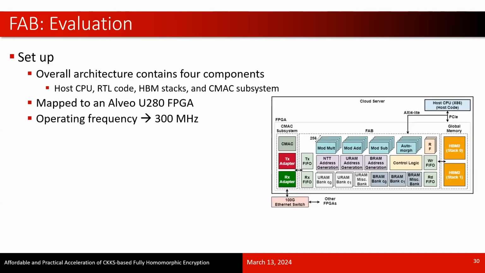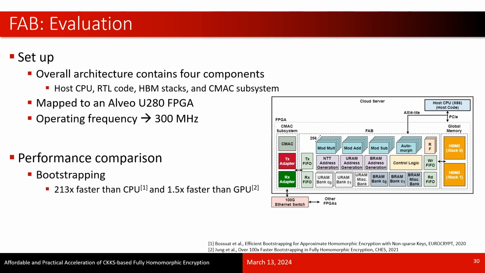So we mapped FAB to a Xilinx Alveo U280 FPGA in a cloud environment and evaluated its performance. This FPGA board is a high-end server class FPGA with access to HBM memory. And the overall architecture of FAB consists of 4 key components. First, the host CPU that is attached to the FPGA accelerator board via PCIe, then the RTL design of FAB, which is packaged into a kernel code and it runs on the FPGA. The kernel code instantiates various microarchitecture components as we discussed earlier. And then there are 2 HBM stacks, 4 GB each, that act as global memory for the FPGA board.